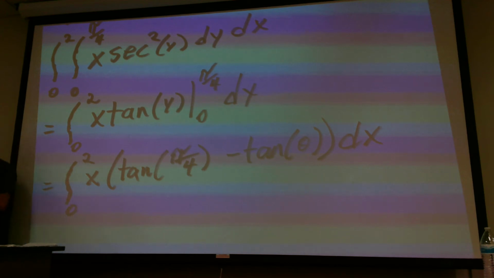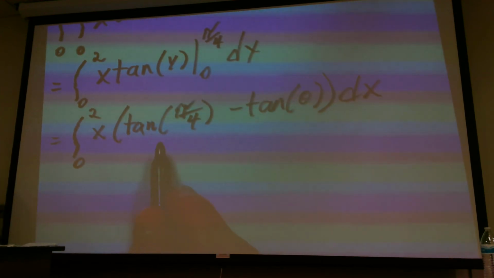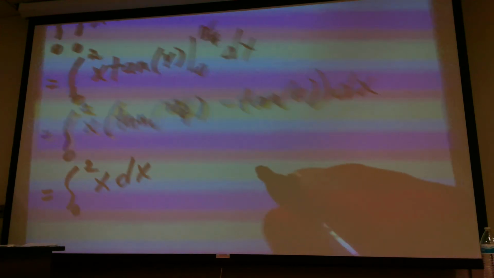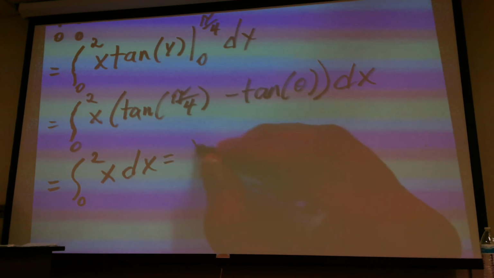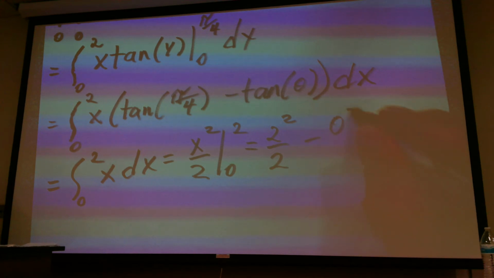So what we're going to get from this is that this is just 1 minus 0. Okay? So then this becomes the integral from 0 to 2 of x dx. Okay, so now we've got just a basic integral to deal with. So this is x squared divided by 2, evaluated at 0 and at 2. And so, well, that's 2 squared divided by 2 minus 0 squared divided by 2.